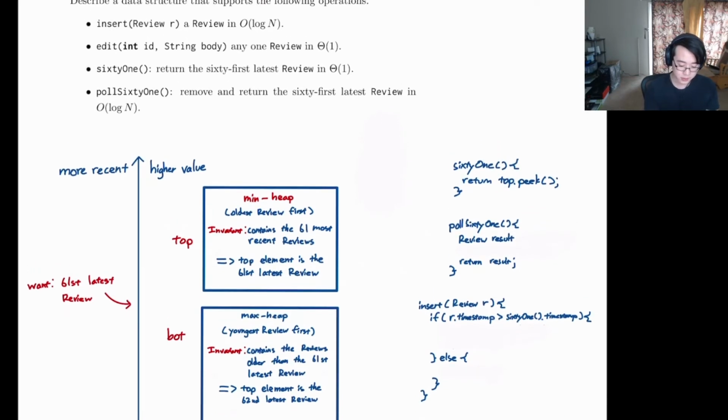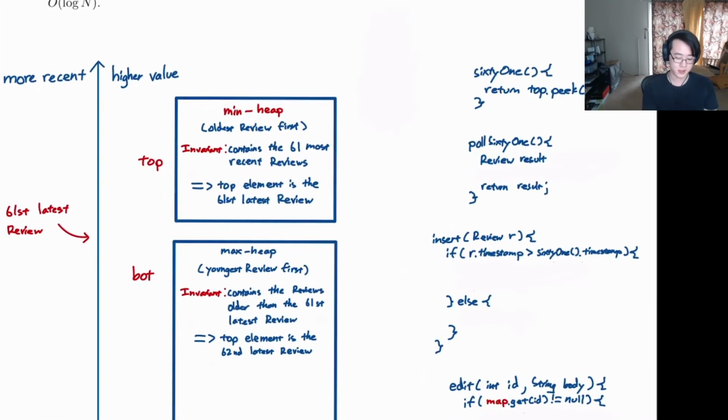Now the next step is a little bit tricky, which is we need to remove and return this review. One thing you should notice is that if we remove the top element in this top heap, it will now have 60 elements.